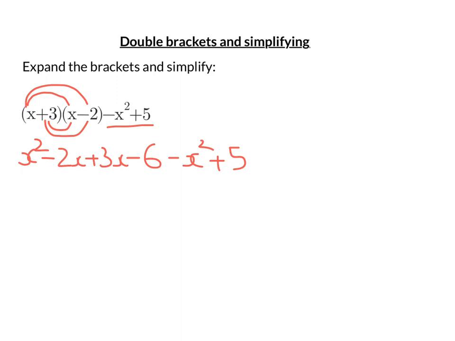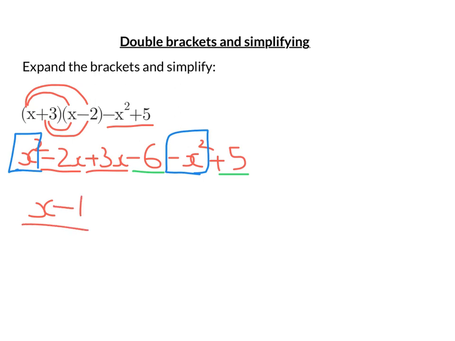So I've got an x squared and a negative x squared, so they can cancel. I've got here a negative 2x plus 3x, so that would become x. And then I've got negative 6 plus 5, so that would become negative 1. So my answer is x minus 1.